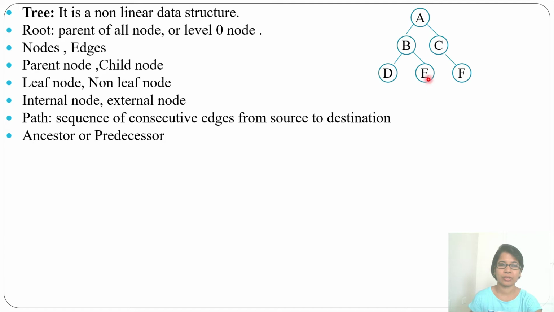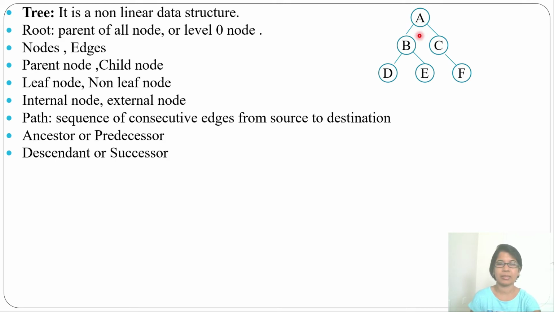Next is ancestor or predecessor. For D, B and A are ancestors. For B, A is the ancestor. For E, B and A are ancestors. For F, C and A. For C, A. You can say parent or grandparent. They are called ancestors or predecessors.